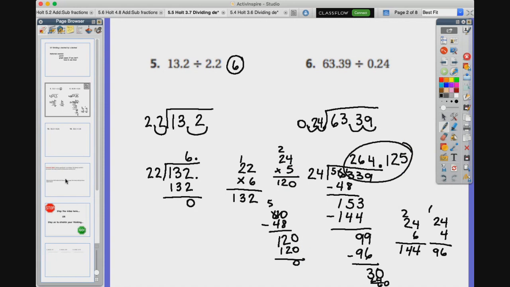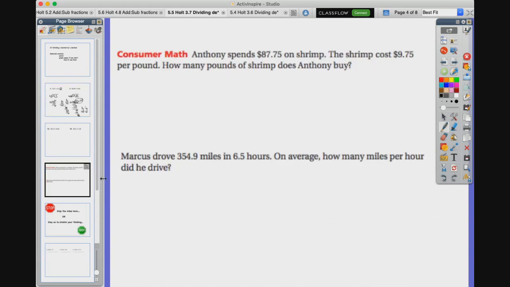All right. Let's practice a couple more times. Anthony spends $87.75 on shrimp. The shrimp costs $9.75 per pound. How many pounds did he buy? So if it cost me $87.75 total, but he's getting X amount of pounds, and we know it's $9.75 a pound, we still need to move our decimals out, so we're moving it over 2 places. So now I have 8,775 divided by 975.